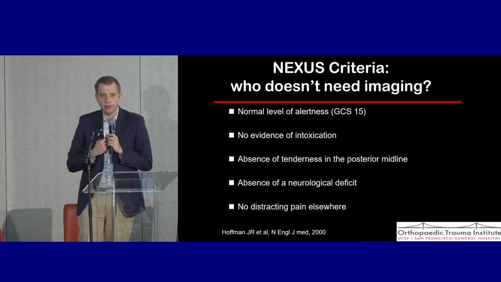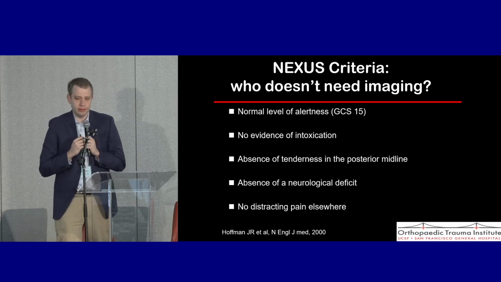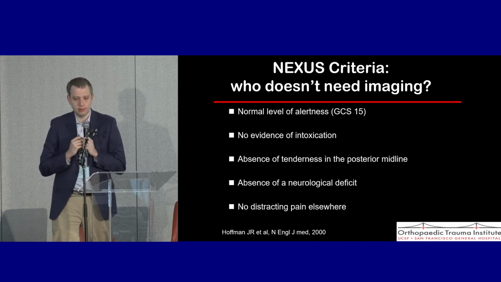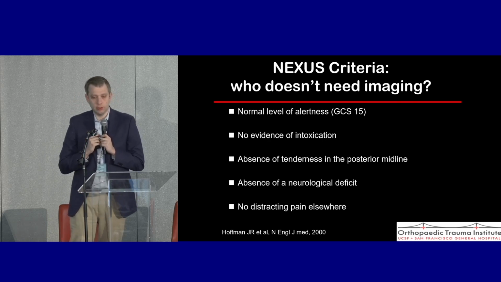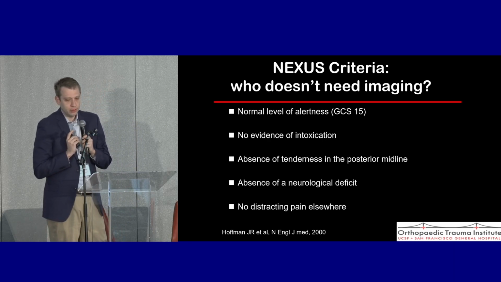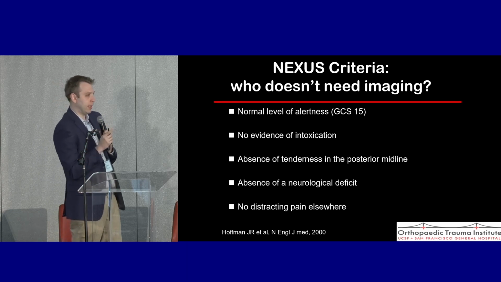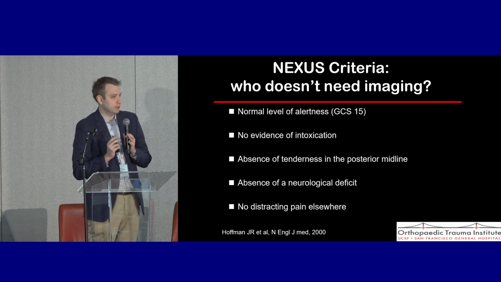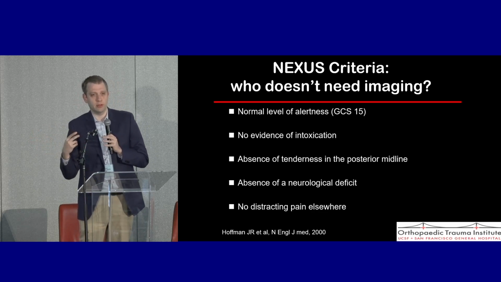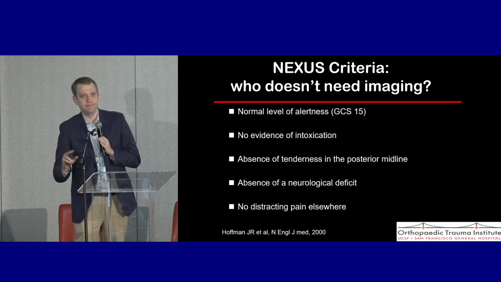So according to the Nexus criteria, who doesn't need imaging? Someone with a normal level of alertness, no evidence of intoxication, absence of tenderness in the posterior midline, absence of neurologic deficits, and no distracting pain elsewhere. I'll also add an asterisk. If they come in as a level 1 or 2 trauma, it is standard practice to get cervical imaging, whether X-ray or CT.